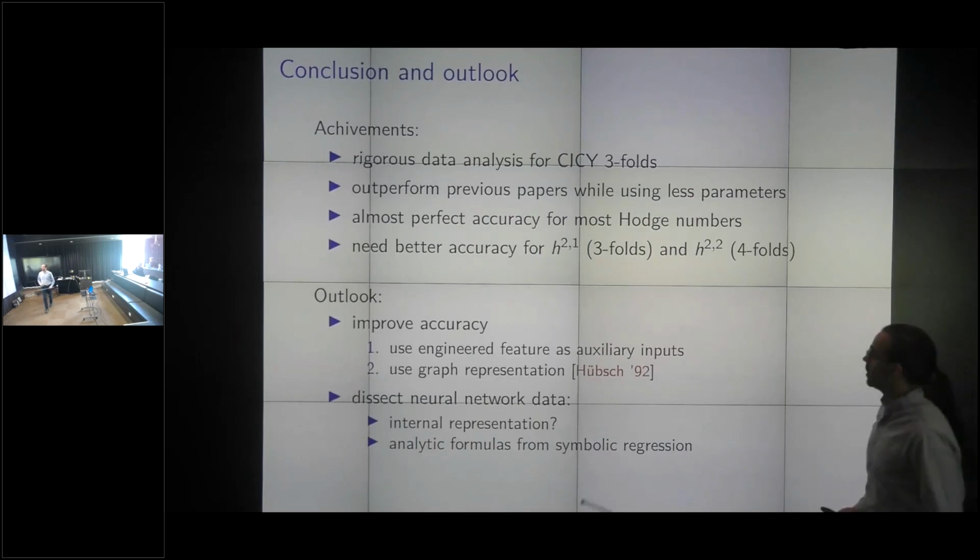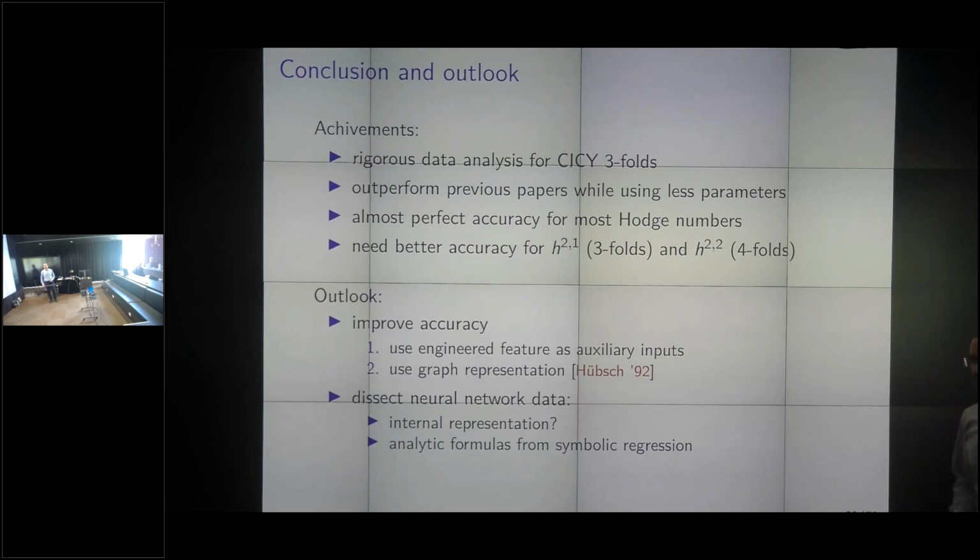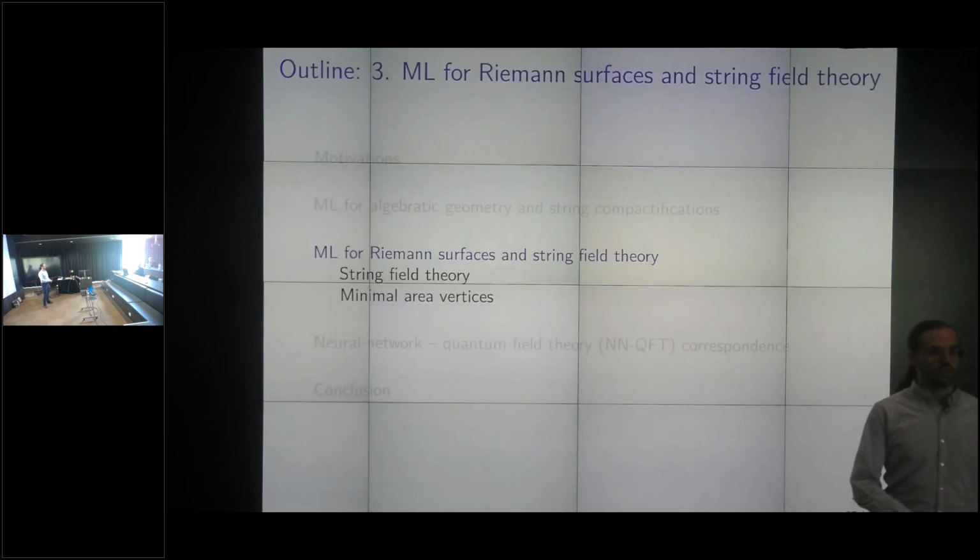Okay, to conclude, in this paper we did a rigorous data analysis for these manifolds, because one of the problems in string theory is that most people doing machine learning don't redo data analysis. They just write a bunch of neural networks and see what happens, and often it's not that great. We outperformed the previous paper while using fewer parameters. And now for the outlook, we would like to improve accuracy for those numbers we could not predict well. We would also like to dissect the neural network to see if we can extract an analytical formula from this. Okay, before moving to the next section, is there any question?